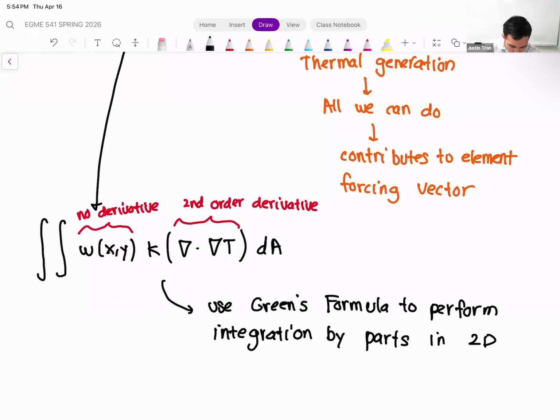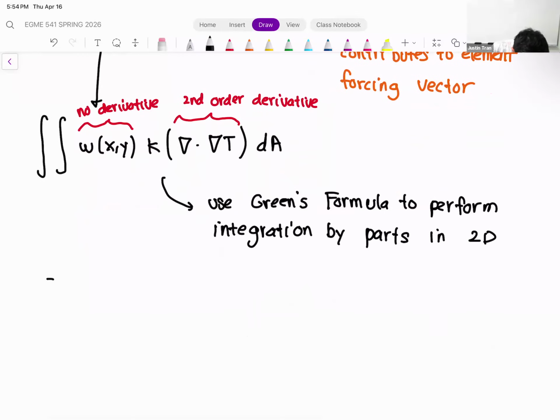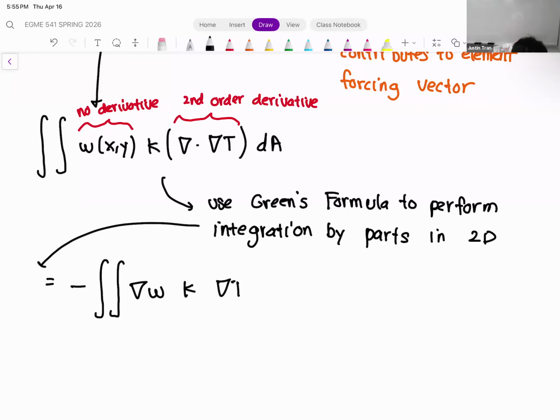All right. So we apply Green's theorem. And so we say that this integral here, we're going to split it up into two, right? And so on the one hand, we have our term with our balanced derivatives. So after applying Green's formula, we end up with this here. Okay, so we have a minus double integral of the gradient of w multiplied by k multiplied by the gradient of T, dA.